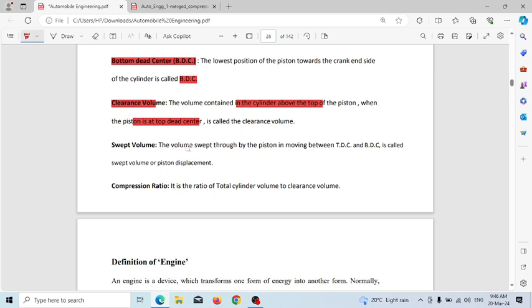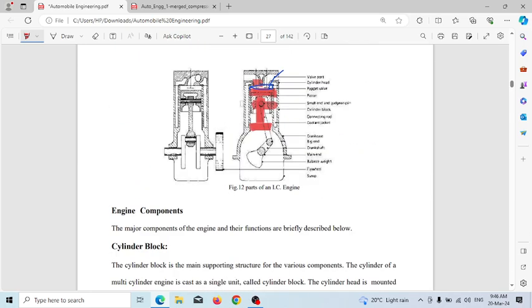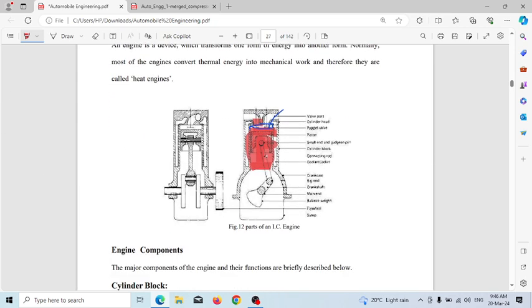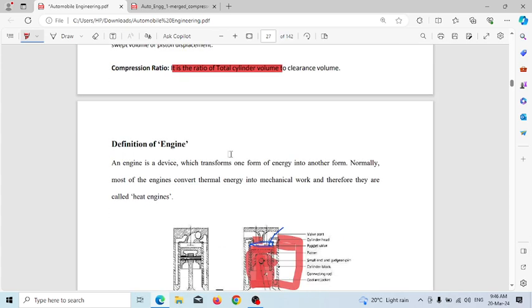Next, swept volume. The volume swept by the piston in moving between TDC and BDC is called swept volume. From top dead center to bottom dead center, the volume is called swept volume, and the gap between TDC and the cover plate is called clearance volume. Next, compression ratio: the ratio of total cylinder volume to the clearance volume is called compression ratio.